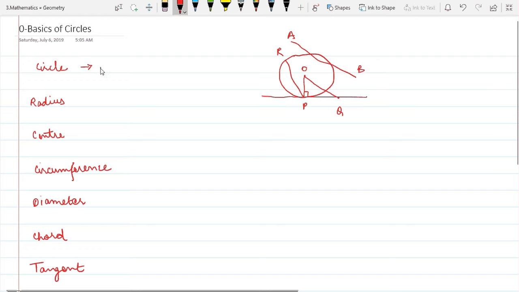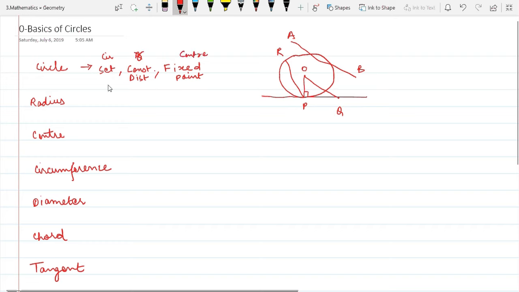So a circle is a set of all points that is at a constant distance from a fixed point. Okay, I repeat, a circle is the set of all points which is at a constant distance from a fixed point. This set of points that finally comes out is called the circumference. The constant distance is called the radius, and the fixed point is called the center of the circle.